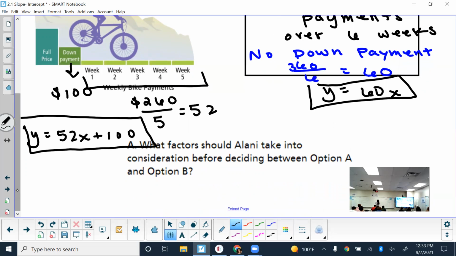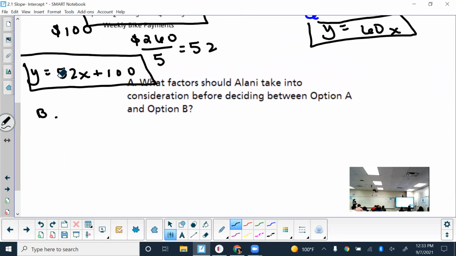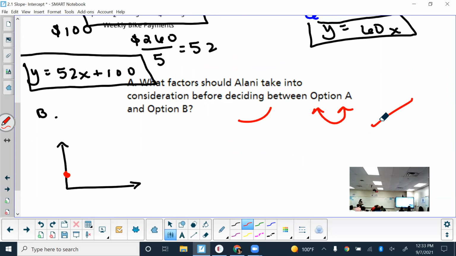For part B on your paper, it says how can you represent it? So let's represent it with a graph, just kind of sketching it out. All right, so if this is my equation for option A, and we do have a y-intercept, let's just say 100 is around here, so it's not at 0. What would the line look like for this problem? Would it be curved, U-shaped, or would it be straight? Straight.